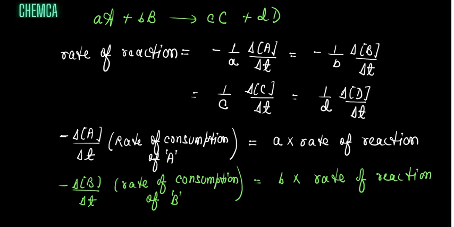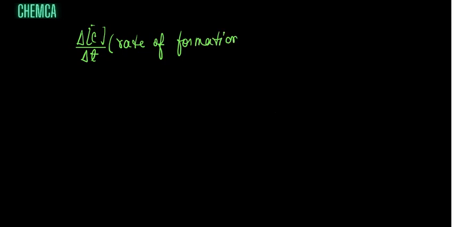For that also we can write: del C upon del T, this would represent the rate of formation of C. This will be equal to small c, not the capital one, small c, the coefficient of C, multiplied with the rate of reaction.